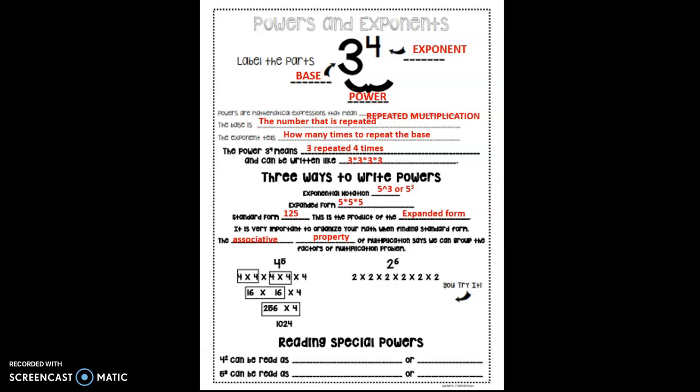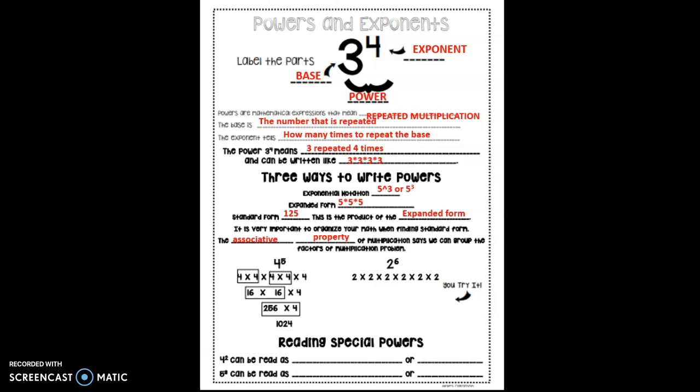4 to the 5th power, we can group 4 times 4 and 4 times 4. 4 times 4 is 16, so now we have 16 times 16 times 4. 16 times 16 is 256. Multiplied by 4 gives us 1024.